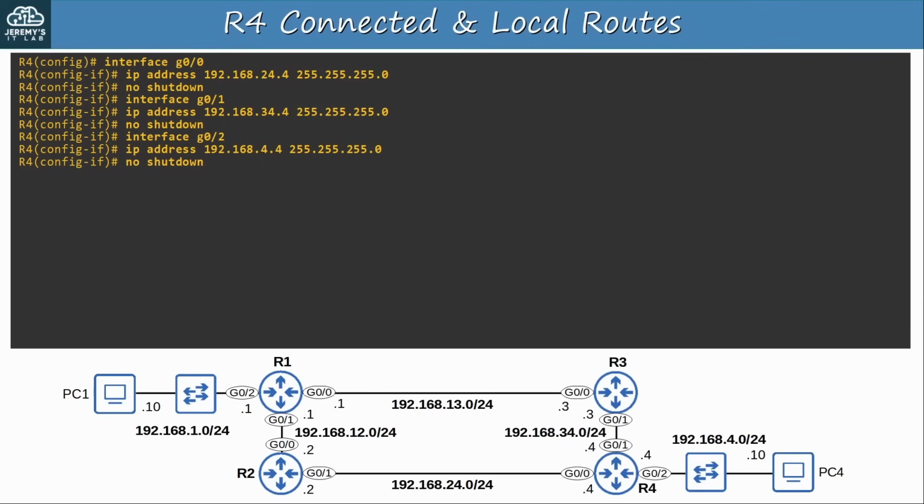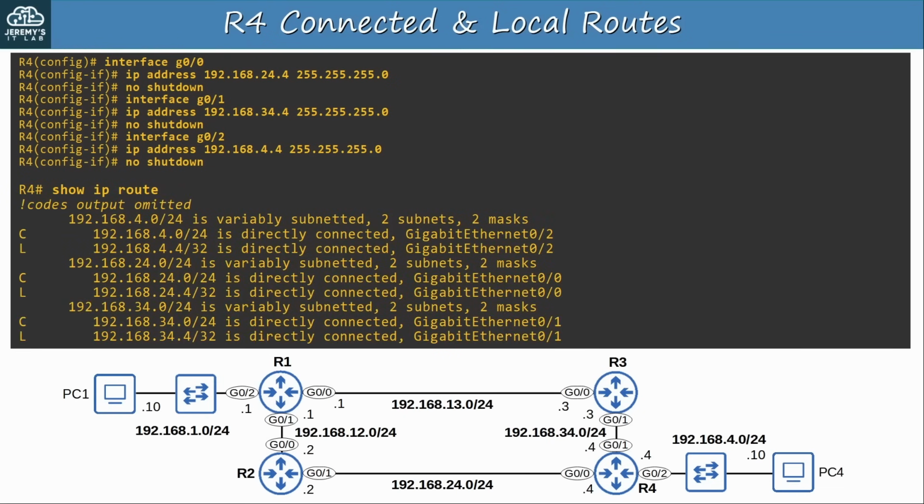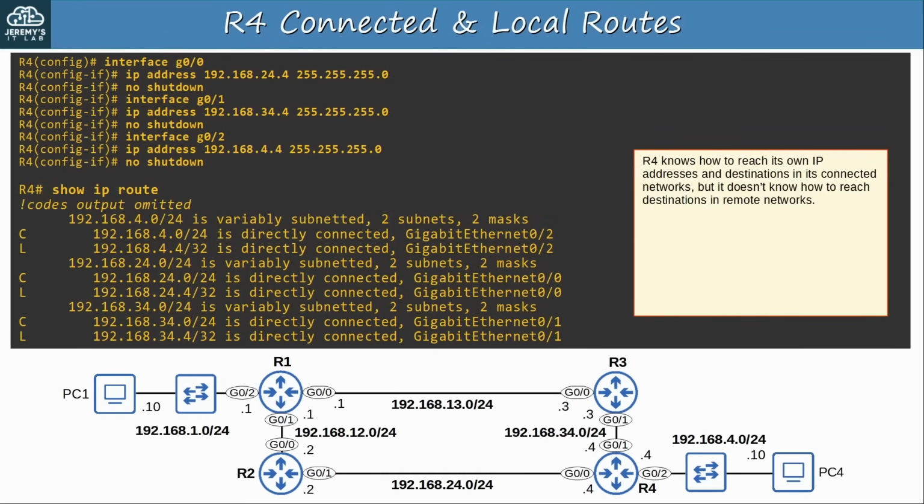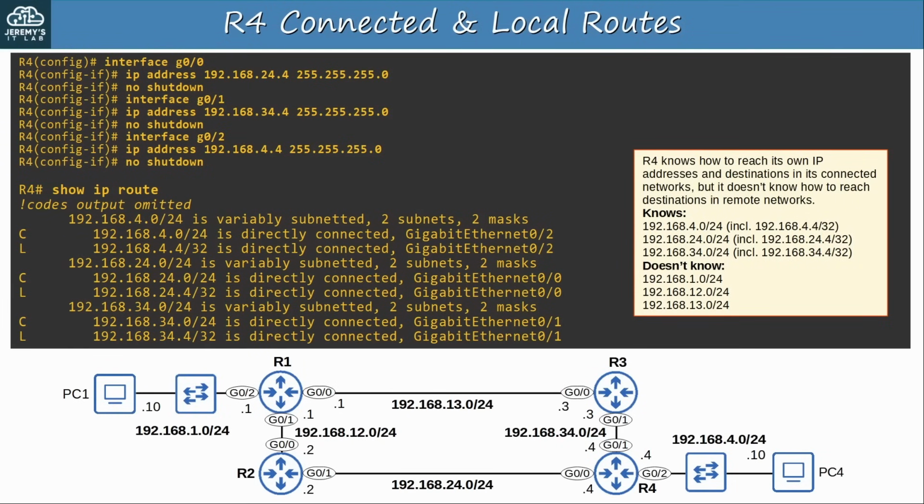And here's R4's configurations. Note that R4 has 3 interfaces in use. So, how many routes will it have in its routing table? The answer is 6, 3 connected and 3 local. Same as R2, R3, and also R1, which we looked at in the previous video, R4 knows how to reach its own IP addresses and destinations in its connected networks, but not how to reach destinations in remote networks. These are the networks it knows, and these are the ones it doesn't.